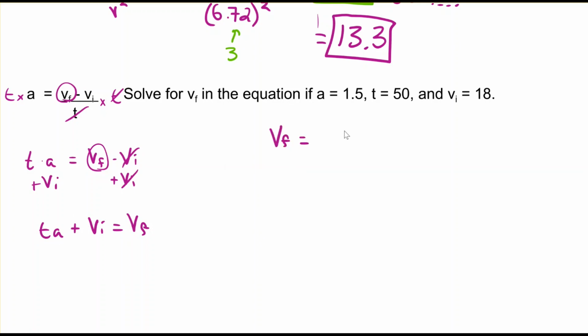So what is that? T times A. Well, T is 50, A is 1.5, and I'm adding 18. So what's this going to be? 50 times 1.5 is 75. 75 plus 18 is 93.